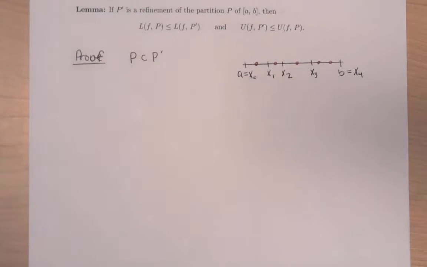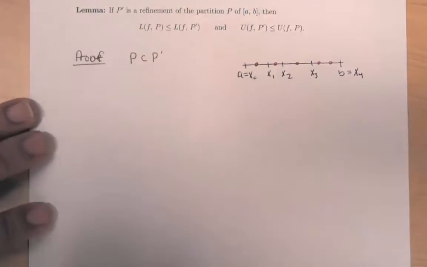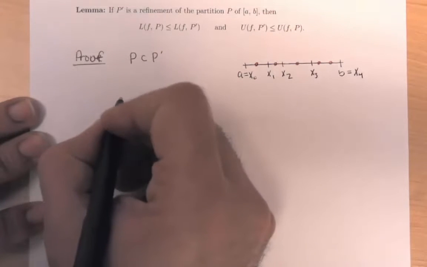So if I add extra points there in red, if I were to take the original points plus the red points and call that P prime, that would be a refinement. So in order to prove our result, let's add the points one by one.